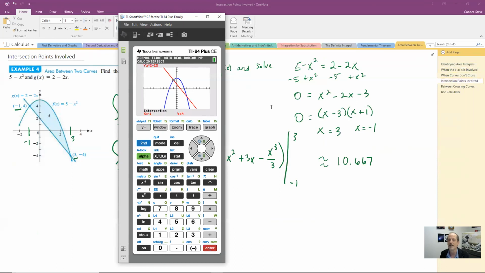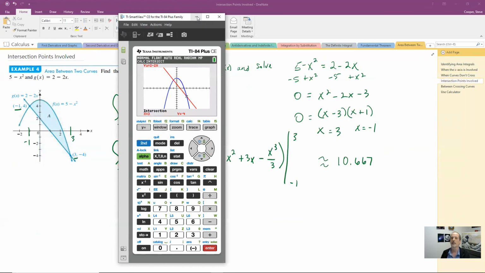Then for the guess, just hit enter. It tells us right away that the x coordinate of the intersection is -1 and the y coordinate is 4. So that's our lower bound, the x of -1. We can go get the other intersection point. Just make sure that you choose your curves closer to the point of interest. All right, so its x is 3. That gives us the upper bound of 3, and its coordinate is 3, -4.